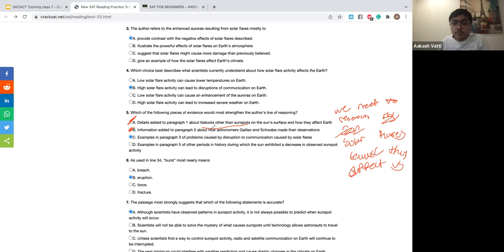Okay, so problems caused by disruption to communications caused by solar flares would be a good answer, because that tells us why we need to research it, because it causes problems. And any other periods of history where the sun exhibited a decrease in observed sunspot activity, we don't need to know that either, because that doesn't really tell us why we need to research it. It's just a fact that it did happen other times in history. Therefore, D can't be the answer, and C is our only answer left.